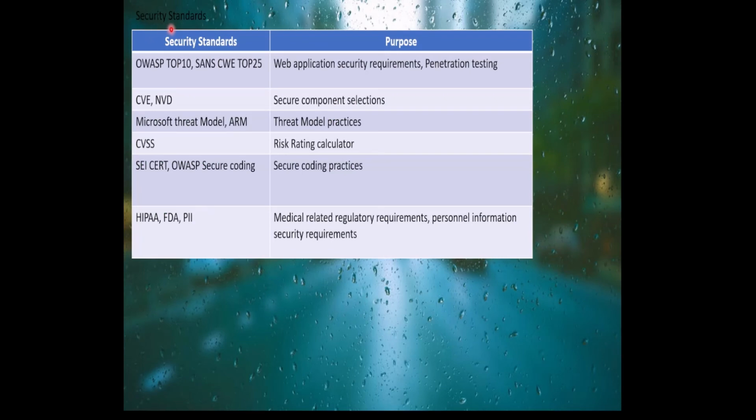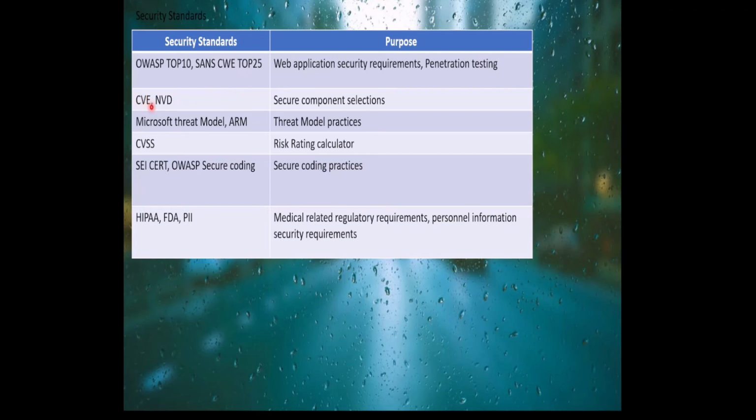Okay, next section is security standards. When we create the security proposals, we need to mention somewhere what are all the security standards we are following and we are executing the activities. Example, this is the web application project. So OWASP Top 10, SANS CWE security requirements we will follow and we will execute the security activities.